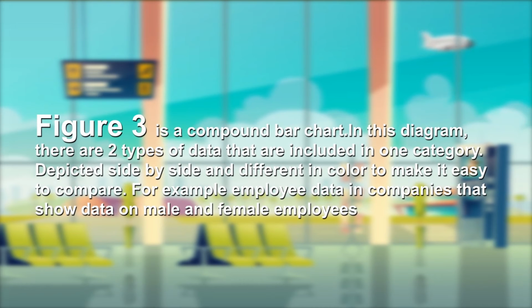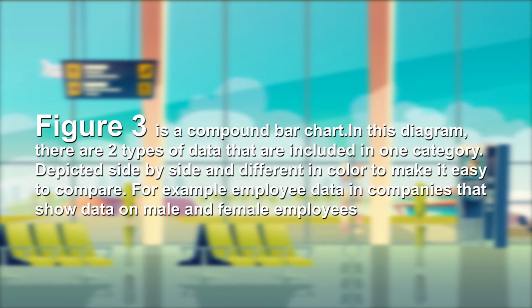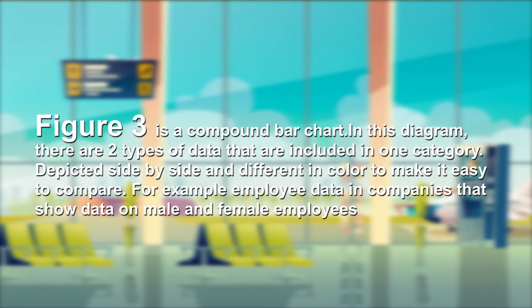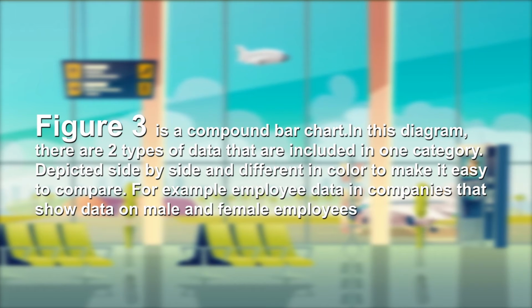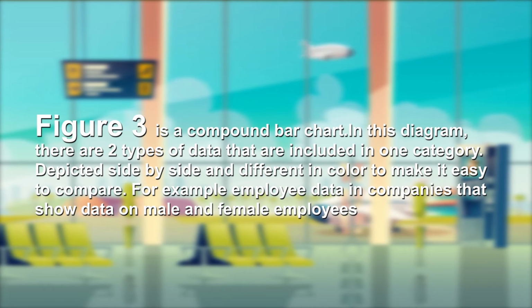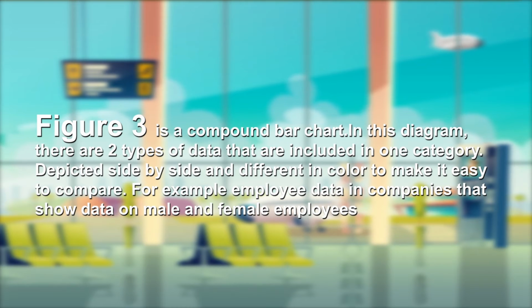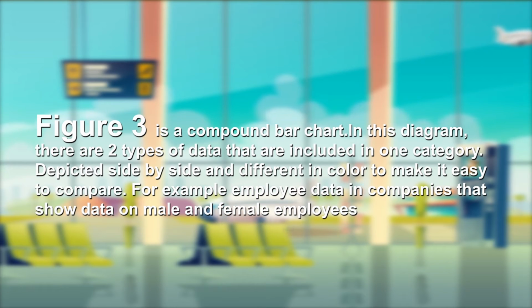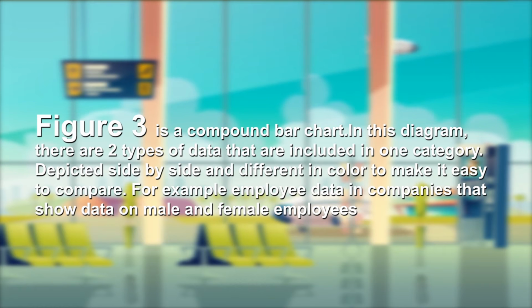Next, the third picture, or figure 3, is a compound bar chart. In this diagram, there are two types of data included in one category, depicted side by side and different in color to make it easy to compare. For example, employee data in companies that shows data on male and female employees.